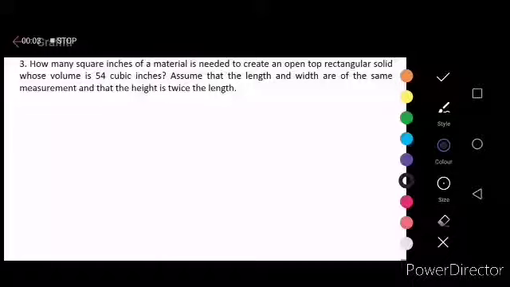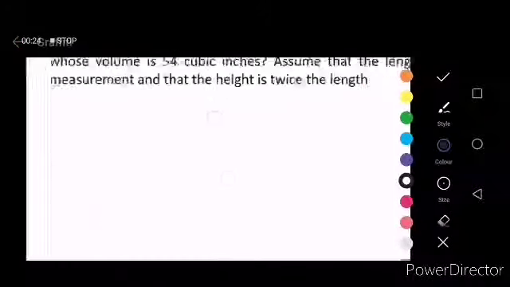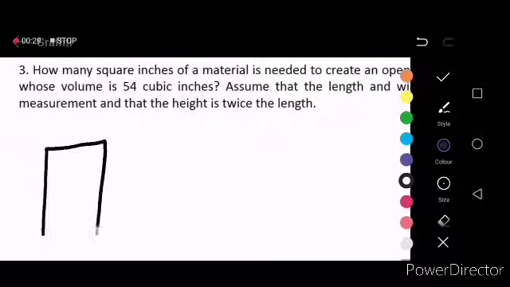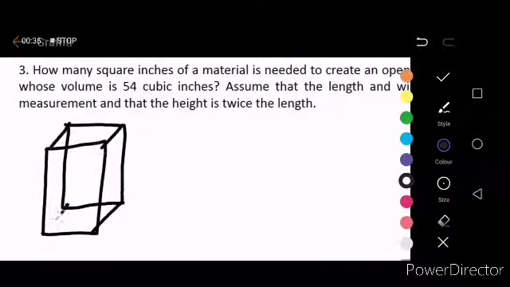How many square inches of material is needed to create an open-top rectangular solid whose volume is 54 cubic inches? Assume that the length and the width are of the same measurement and that the height is twice the length. So, analyzing the figure, it might look like this. And of course, we need to remember that this part is open. Tama, it's an open top.